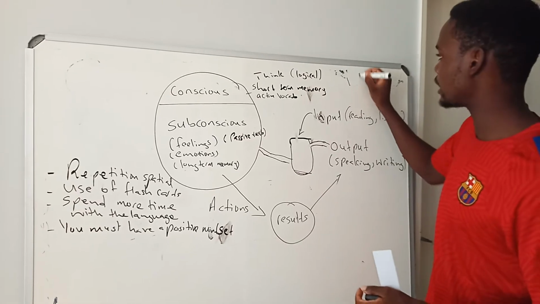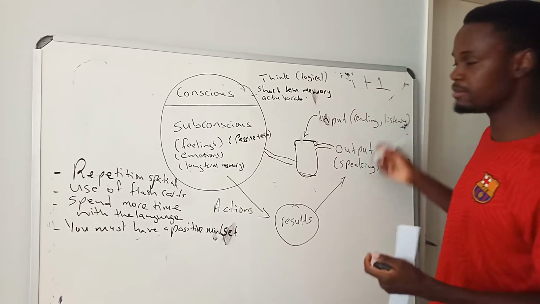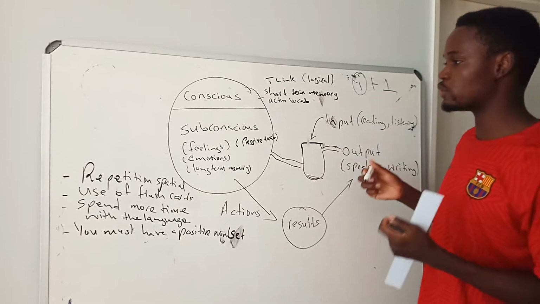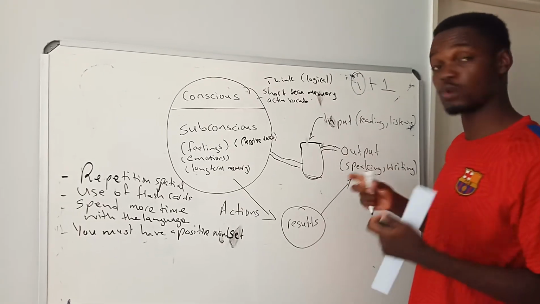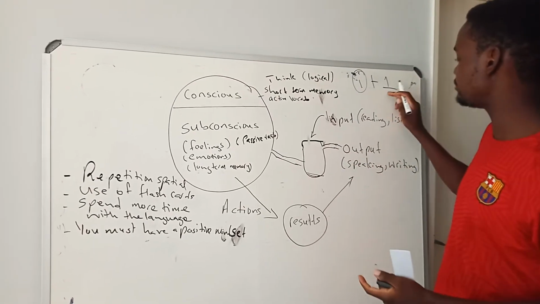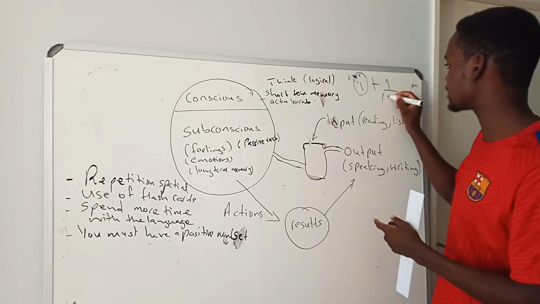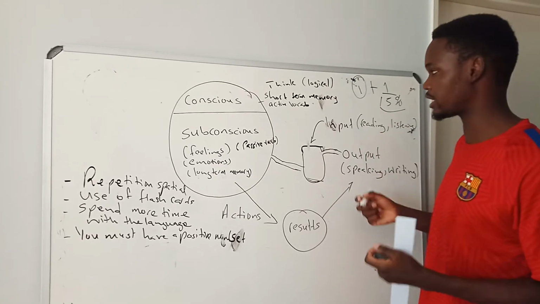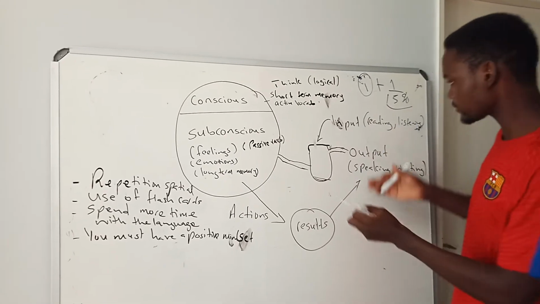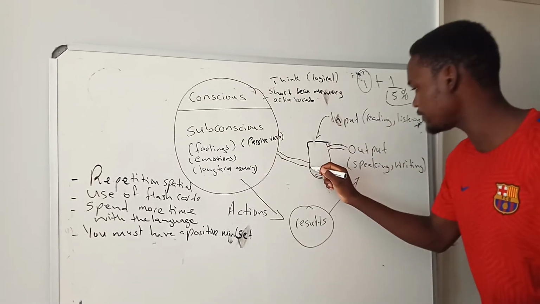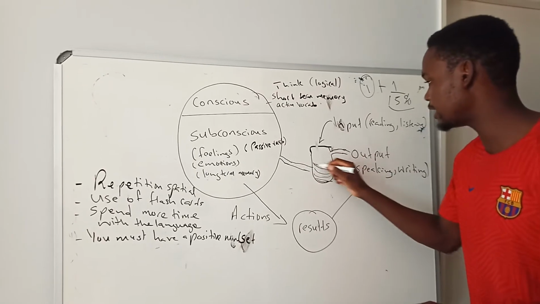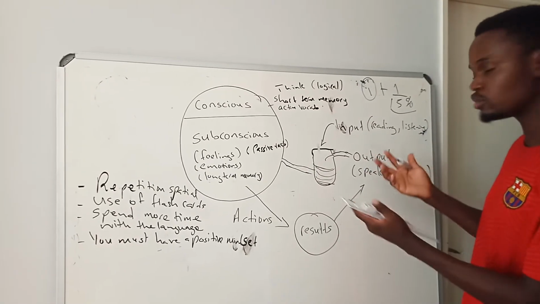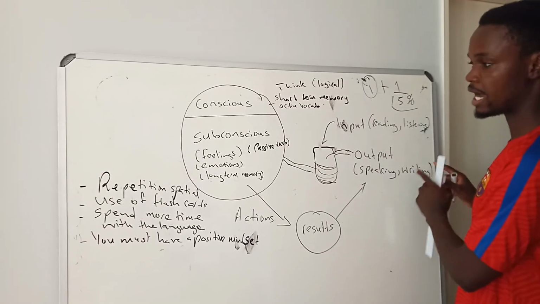Krashen talks about i+1. What does he mean by i+1? He says with the input, you mustn't be able to understand everything. If you want to learn something new, it must be a little bit difficult. So maybe you do not understand 15% of what you are reading, depending on your level. So here there's the input. Then if your input is more, you'll be able to produce the output. Your output is speaking and writing.